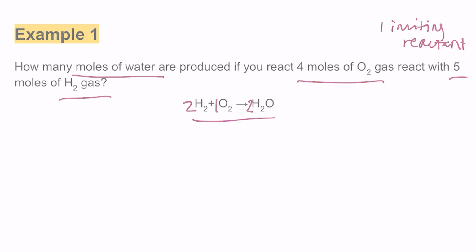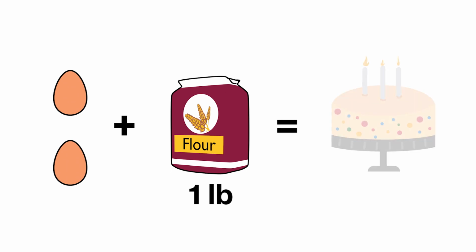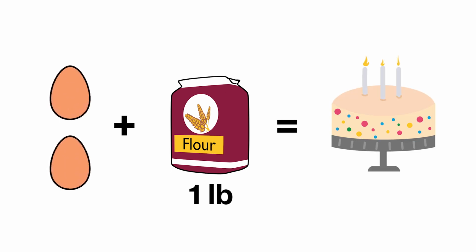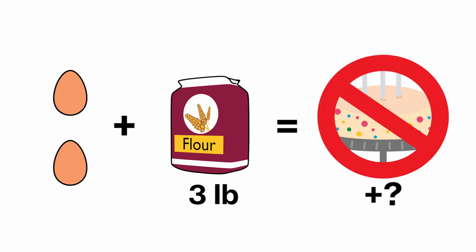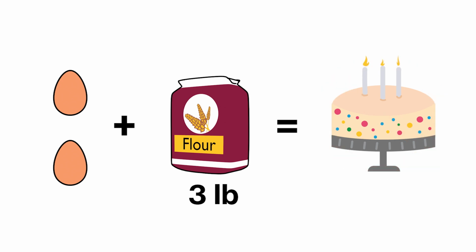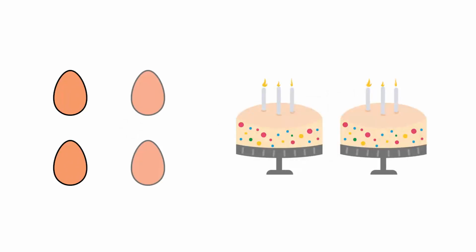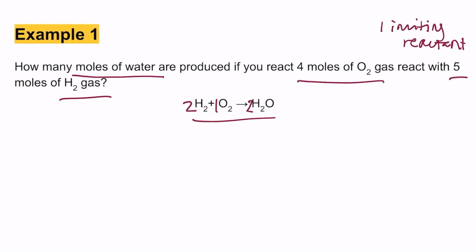Back to the recipe example. Say that 2 eggs and 1 pound of flour can make 1 cake. If we had 2 eggs and 3 pounds of flour, are we able to make more than 1 cake? No, we can still only make 1 cake. This is because our eggs are our limiting reactant. If we wanted to make more cake, we would need more eggs. So in chemistry, when we have multiple reactants, it's likely that one of them is limiting the reaction and how much product we can make.